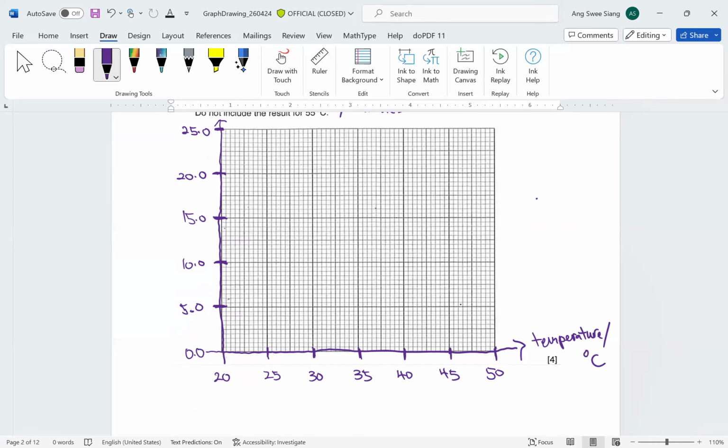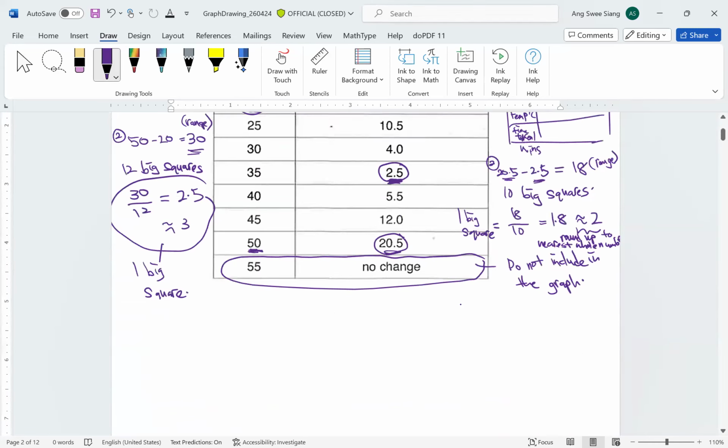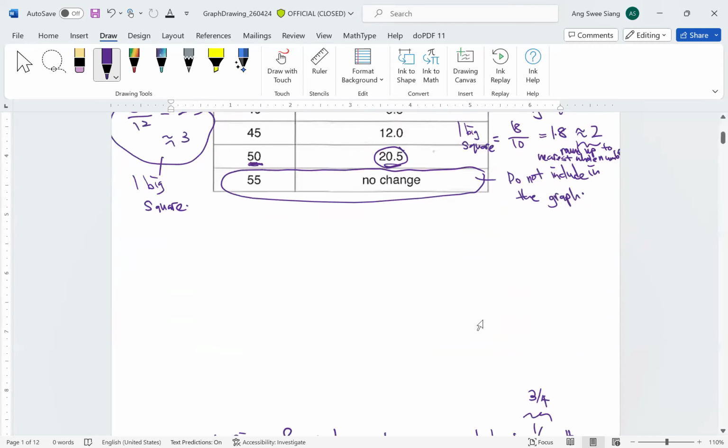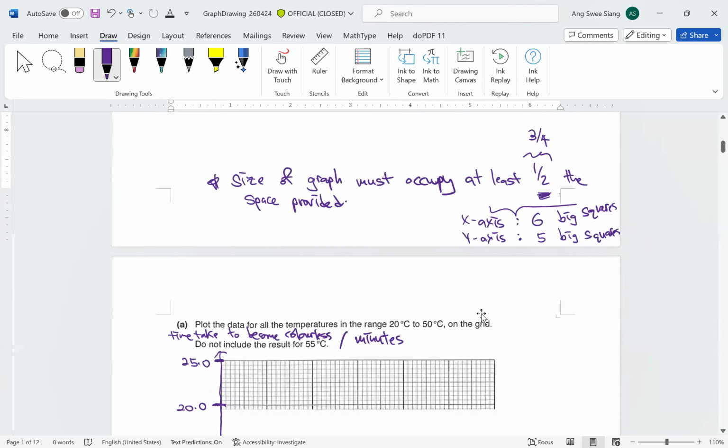Then for the x-axis, do you realize there's no decimal place? So it's 20, 25, 30. I don't put 20.0, because 20 is correct. If I write 20.0, you may be marked wrong. So just follow the table for the number of decimal places.